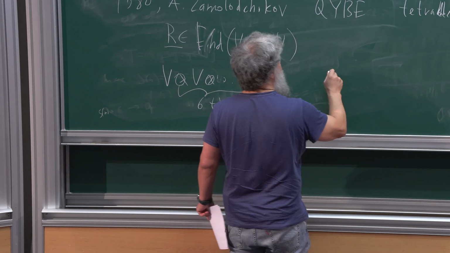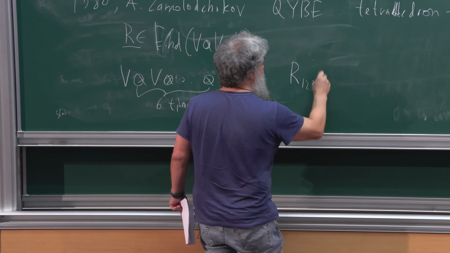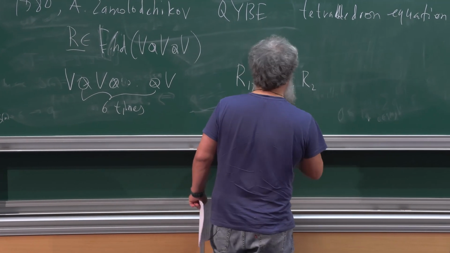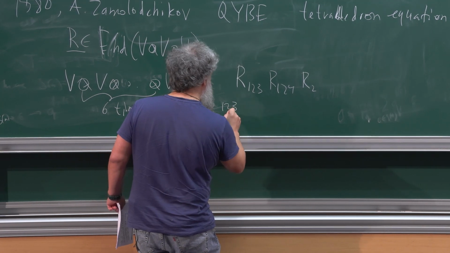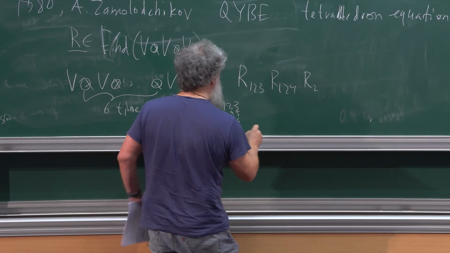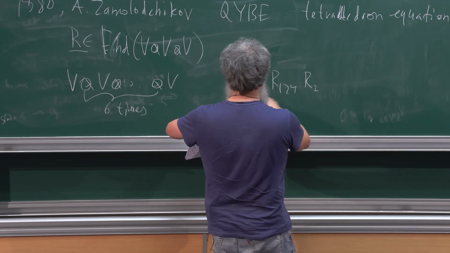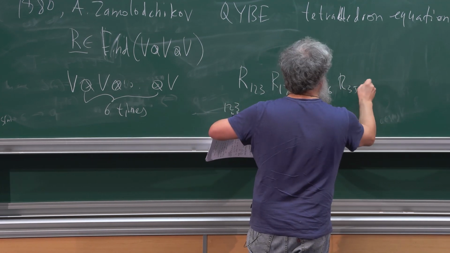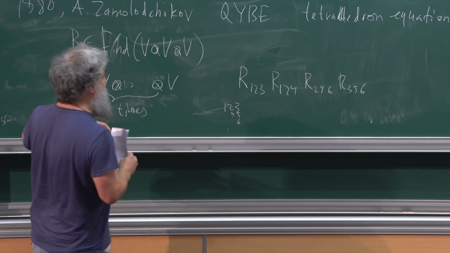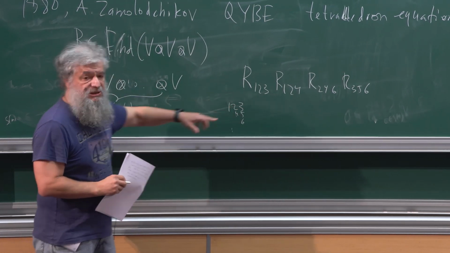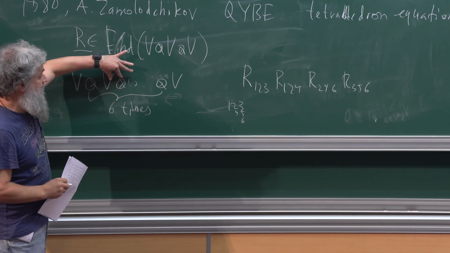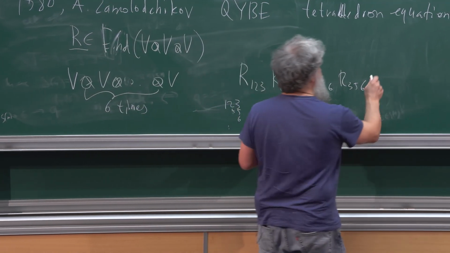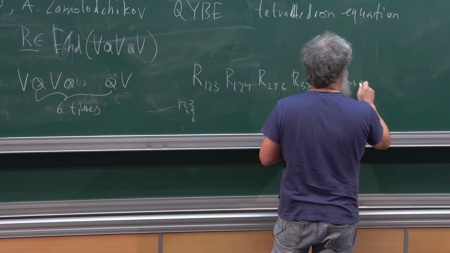One is defined as A1 3, A1 4, A2 4 6, and A3 5 6. That means you just apply the operator to the three indexed factors, with identity outside. And then it has to be equal to the same written in reverse order.